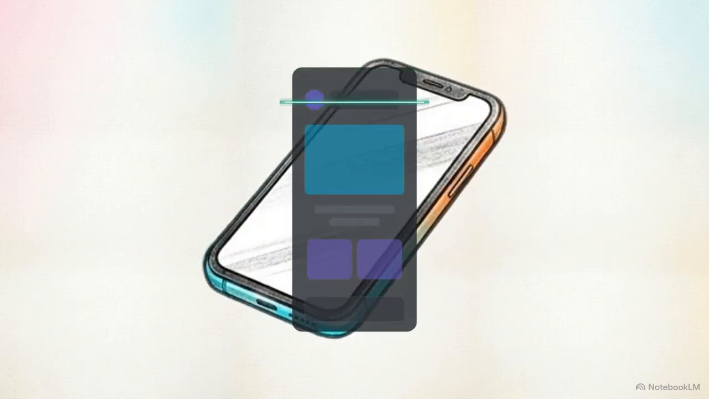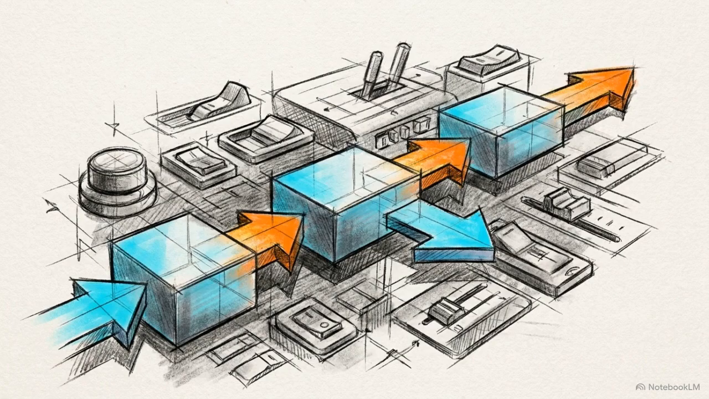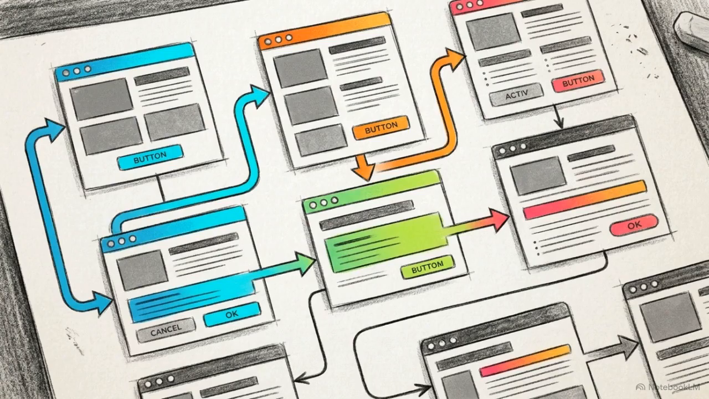First, instruct the AI to analyze the reference file and extract the core user experience flow. Forcing the AI to map the user journey before it touches any visuals ensures the final layout makes logical sense, preventing structural errors later on.